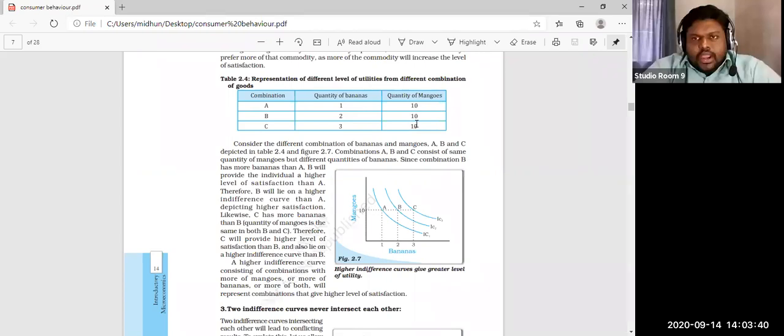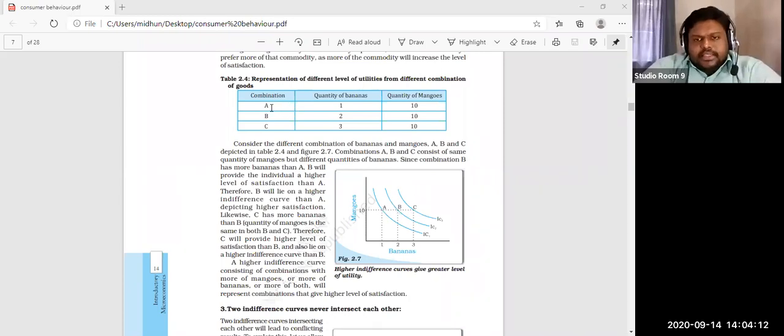So consider the different combinations of bananas and mangoes, A, B, and C, depicted in table 2.4 and figure 2.7. Combinations A, B, and C consist of the same quantity of mangoes but different quantities of bananas. Since combination B has more bananas than A, B will lie on a higher indifference curve than A.